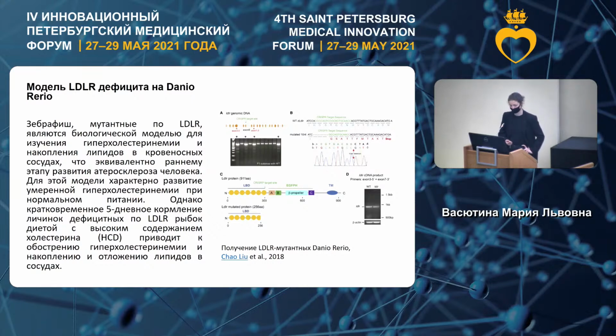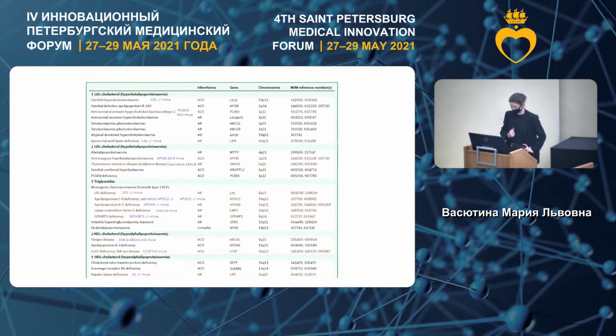This model is characterized by development of moderate hypercholesterolemia at normal nutrition. However, short-term 5-day nutrition with high cholesterol content results in hypercholesterolemia and accumulation of lipids in vessels. That is an important model. Besides, there is a list of genes of interest. It is not complete. Other genes that might be of interest from that viewpoint have also been studied.